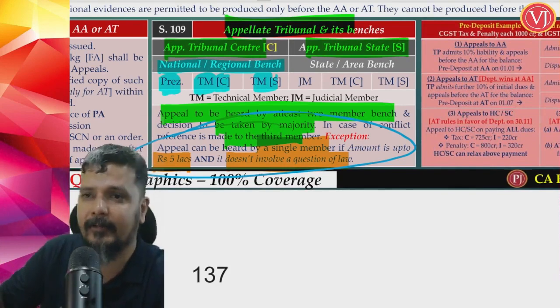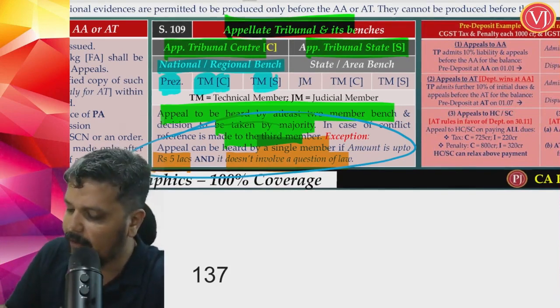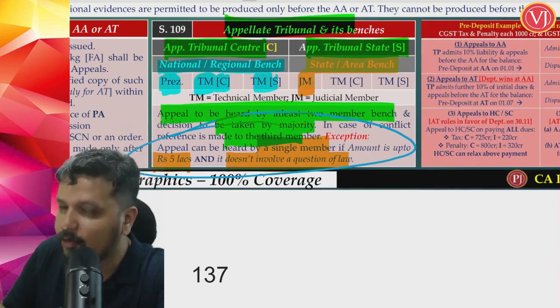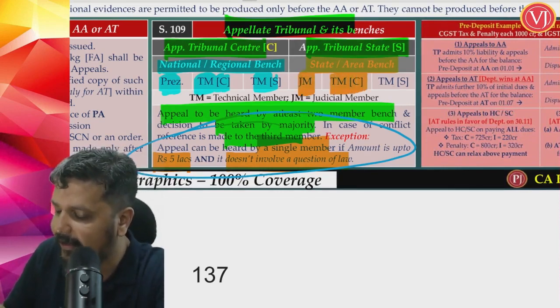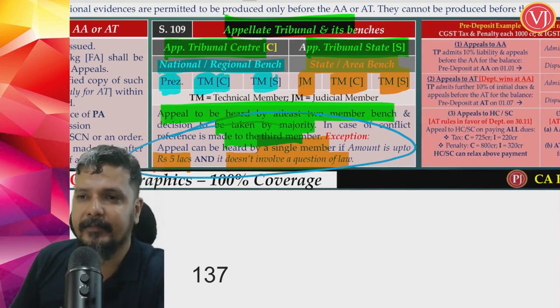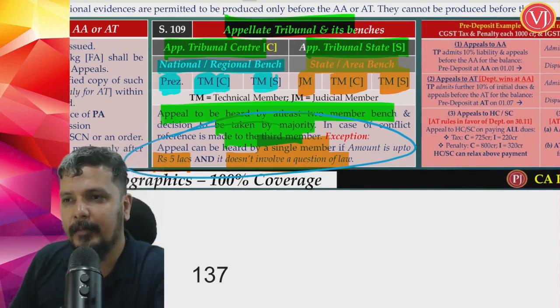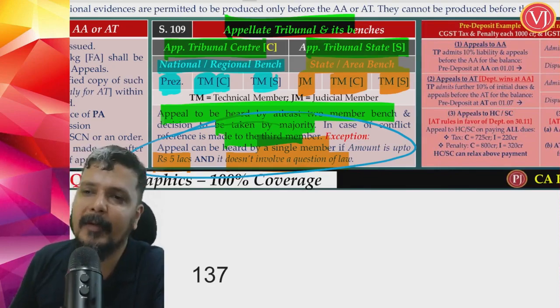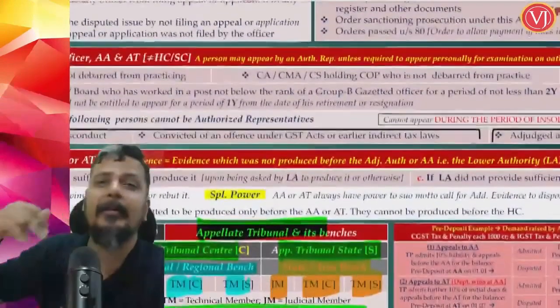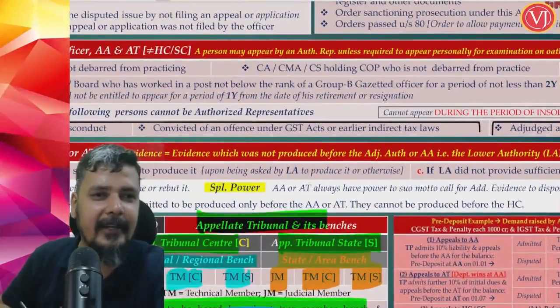In your state bench or area bench, which is under the control of the state, there will be a judicial member, a technical member center, and a technical member state. One is judicial member, one will be technical member center, and one will be technical member state. Right. This concept is not there in first appeals. One person can hear it.